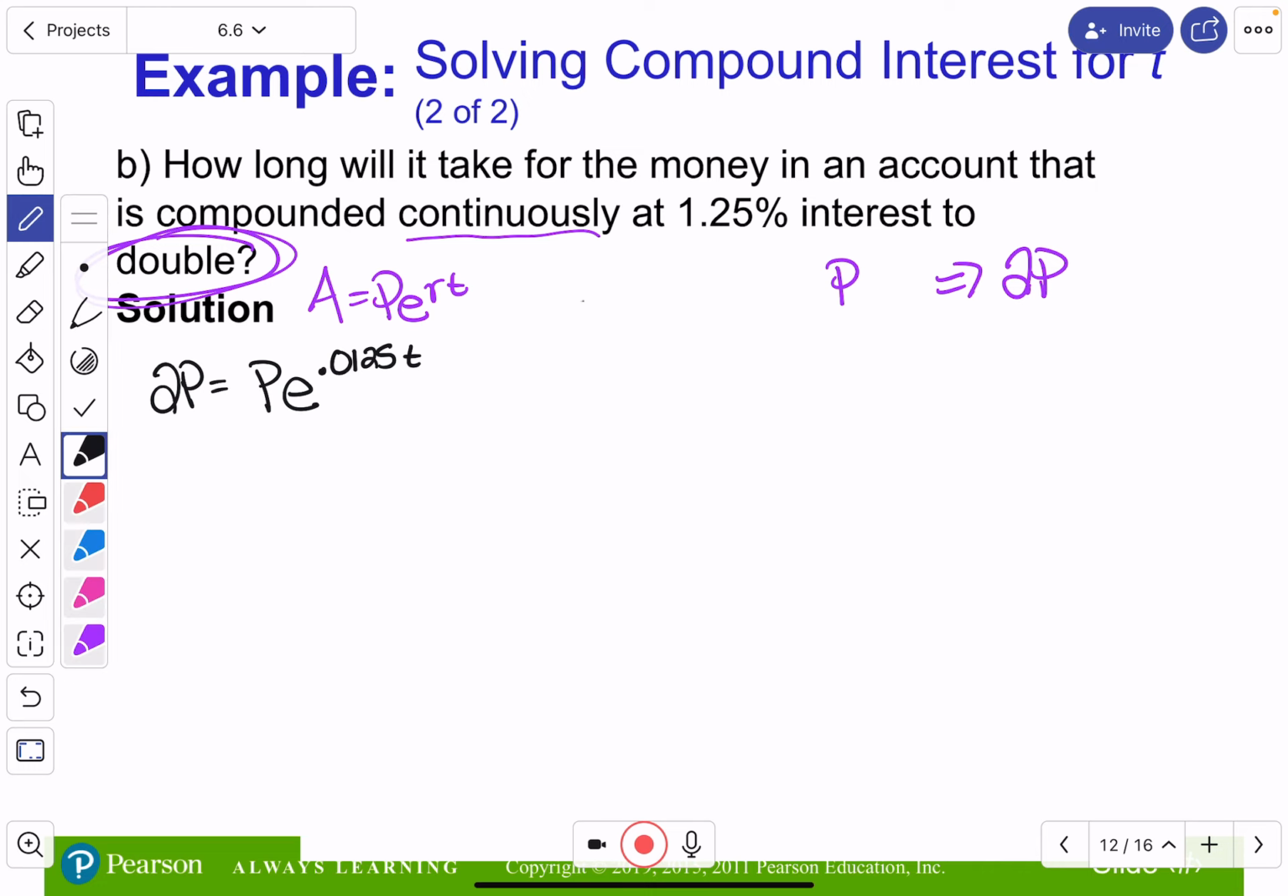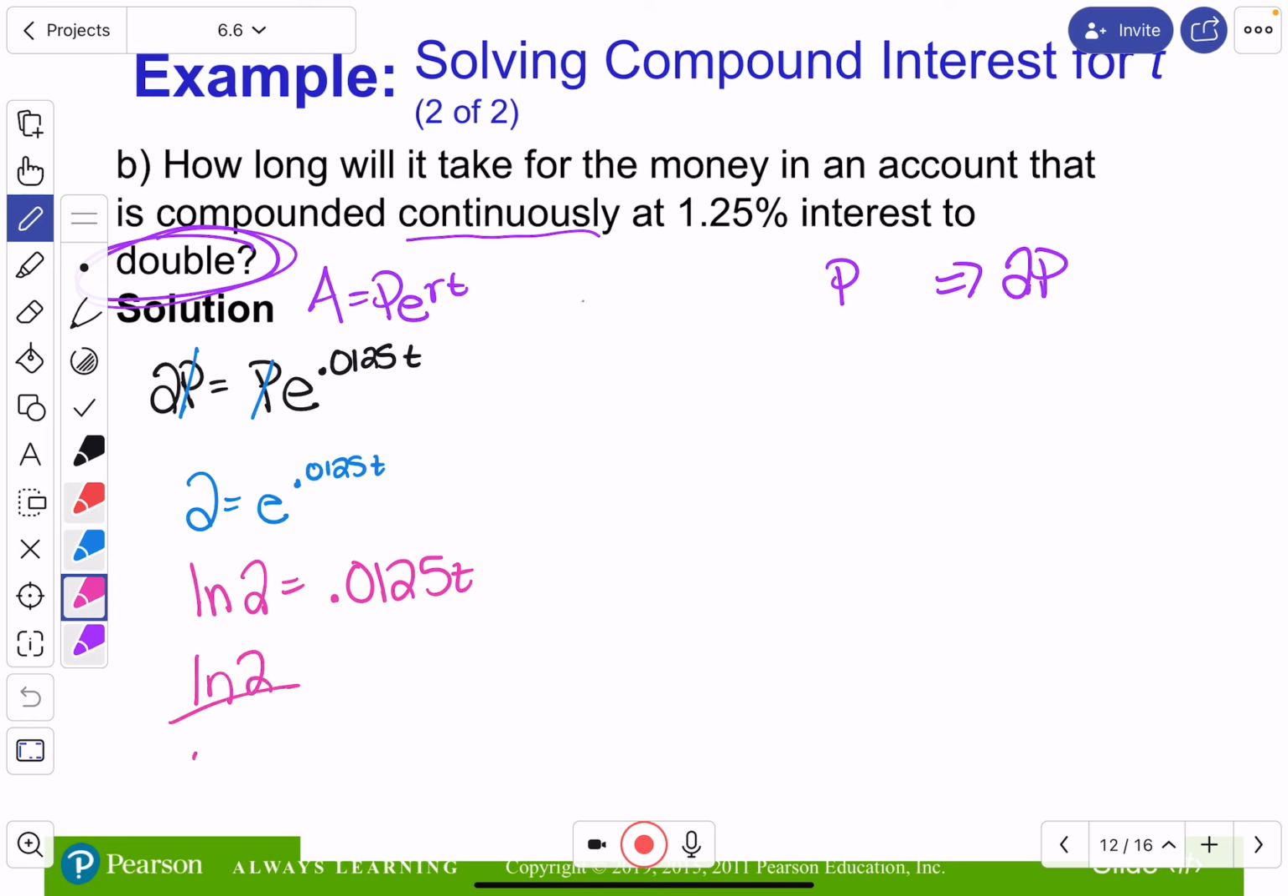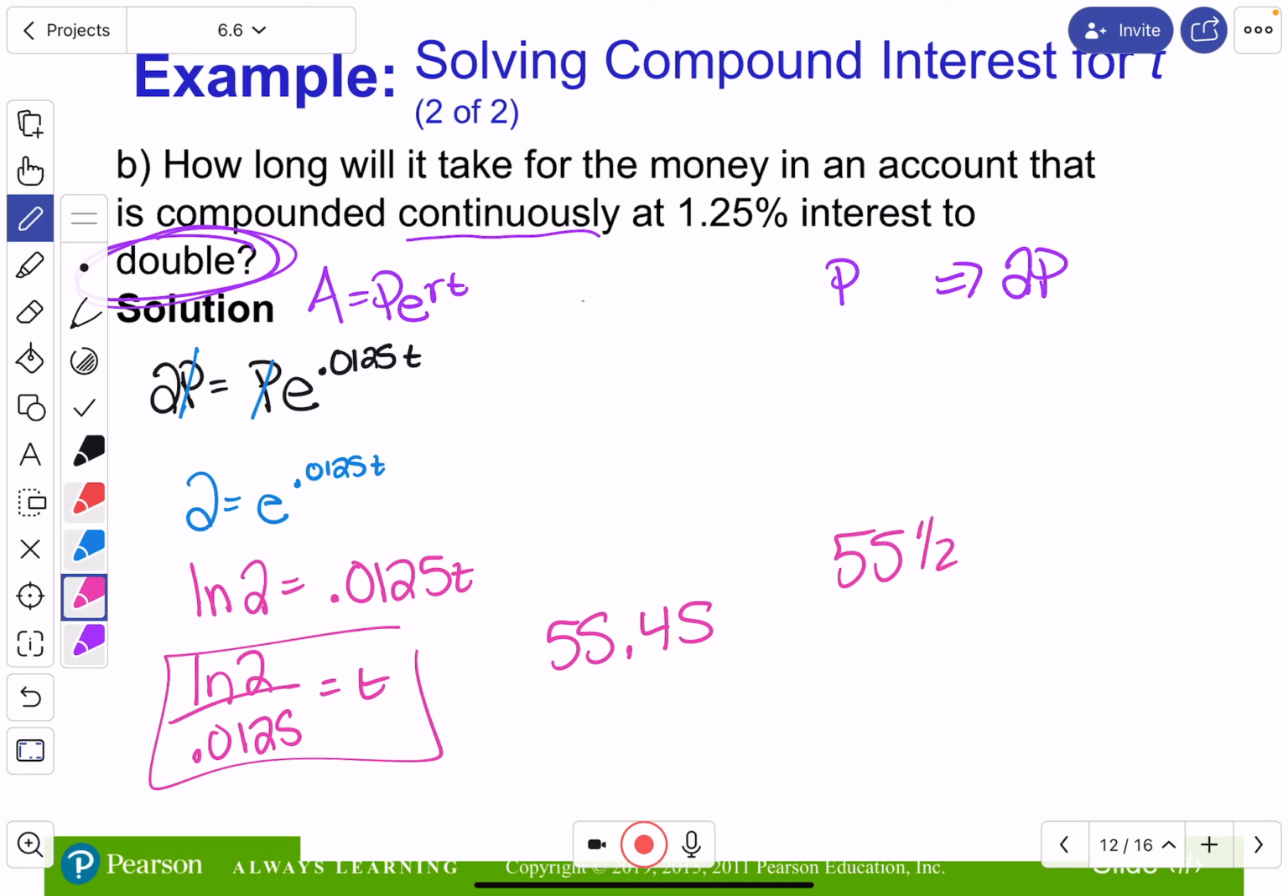Divide both sides by P: 2 equals e to the 0.0125t. Take the natural log of both sides because of e. You get ln 2 equals 0.0125t. Divide both sides by that, and there's your exact answer for t. If you plug that in the calculator, you get 55.45. So it takes about 55.5 years for the money to double.